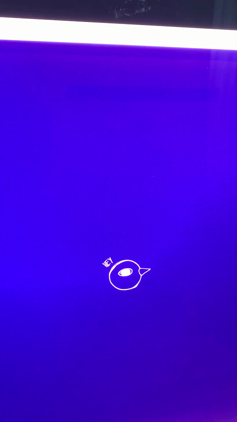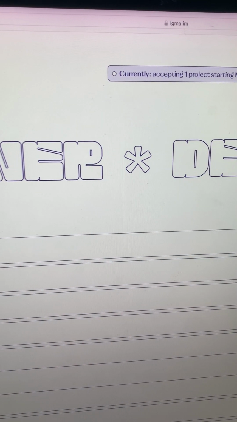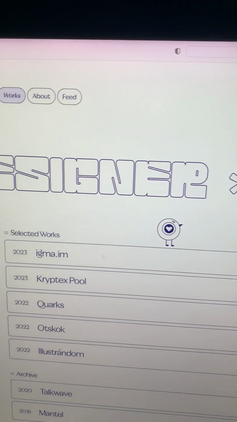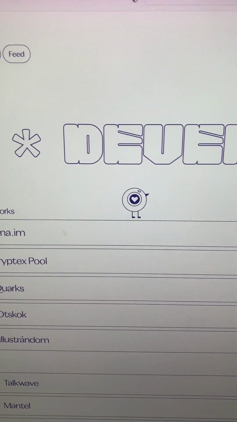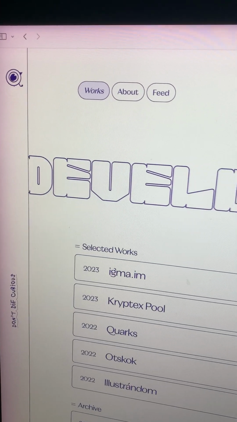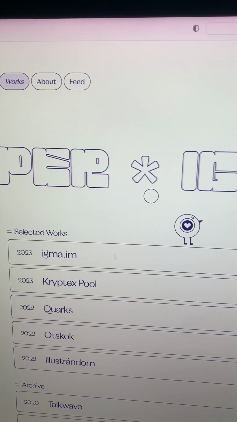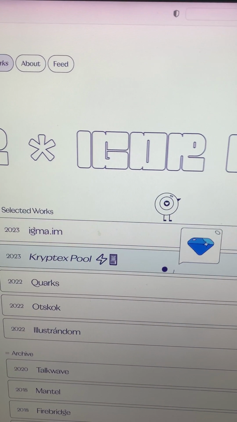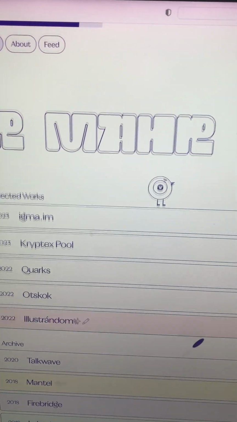Today we're going to be reviewing Igor's portfolio. This is a portfolio from a designer/developer. One thing that I will mention is that I love his animations that he has throughout his website. The interactions are amazing. I went through this portfolio and I really enjoyed the interactions that he has.